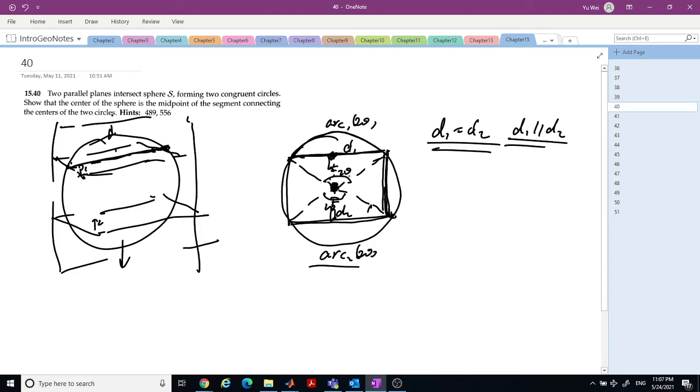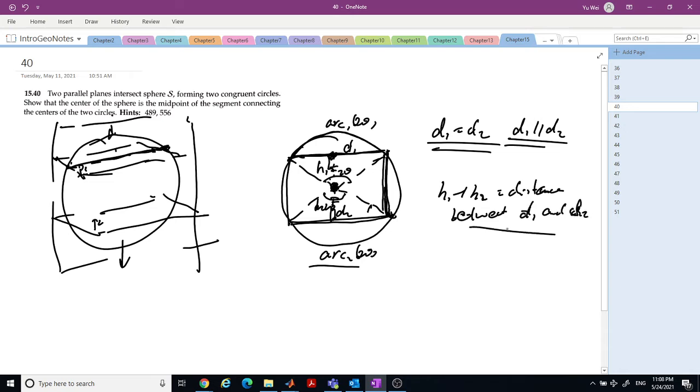So that's why you can see, okay, h1 equals h2, and h1 plus h2 is the distance between D1 and D2, right?